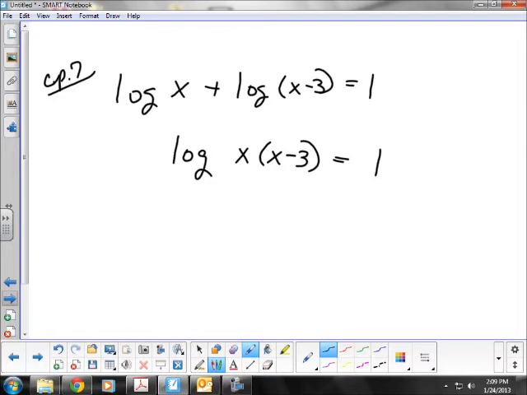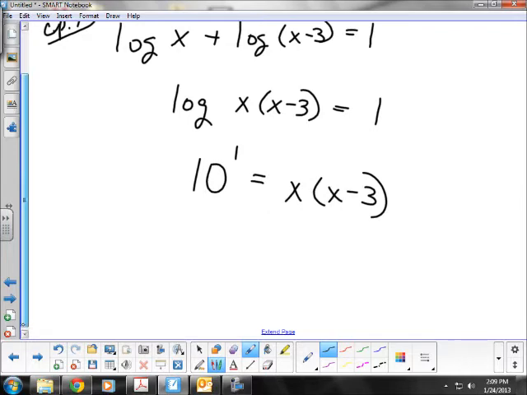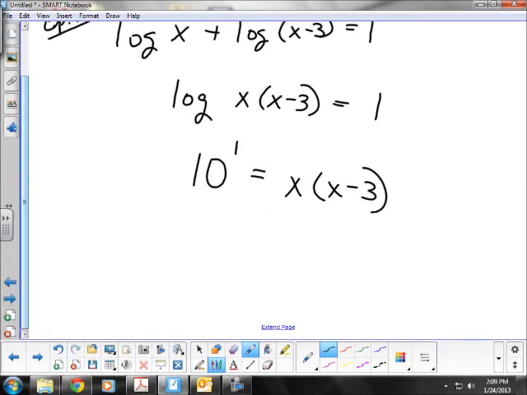So the base, which is 10, raised to the answer, which is 1, is equal to the argument, which is x times x minus 3. And you can write it the other way. You can put the argument first, and then if you like having your x's over on the left-hand side, it doesn't really matter, right? If you like it better, you can write it like that.